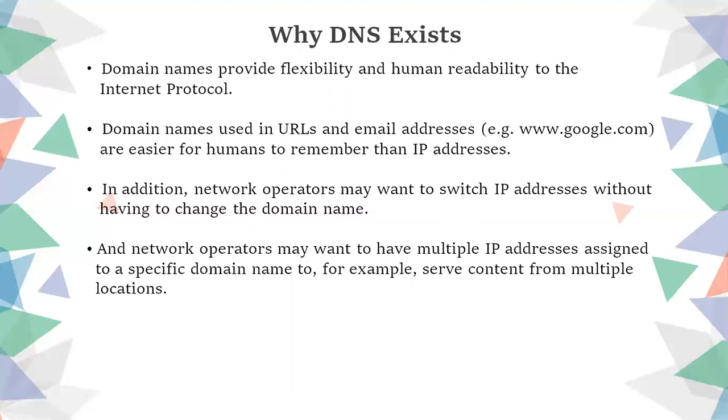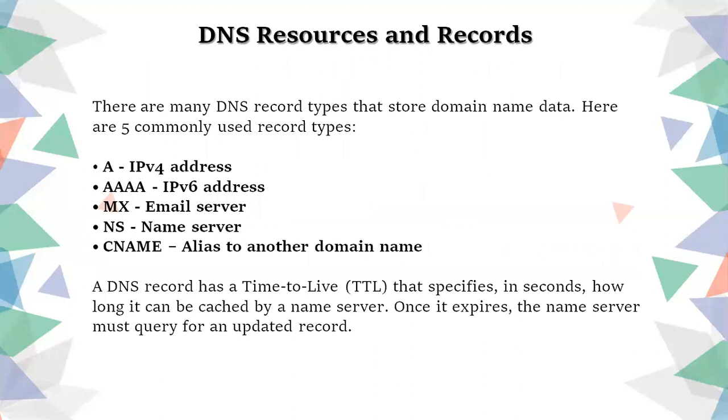The network operators may want to have multiple IP addresses assigned to a specific domain name. It is possible. Just now we discussed that. For example, serve content from multiple locations. If you want to access a particular data resource, it may be present on multiple servers. If you access one particular web page, it may have a hyperlink, a video content, an image. So they have different servers to load the particular page. It's also possible.